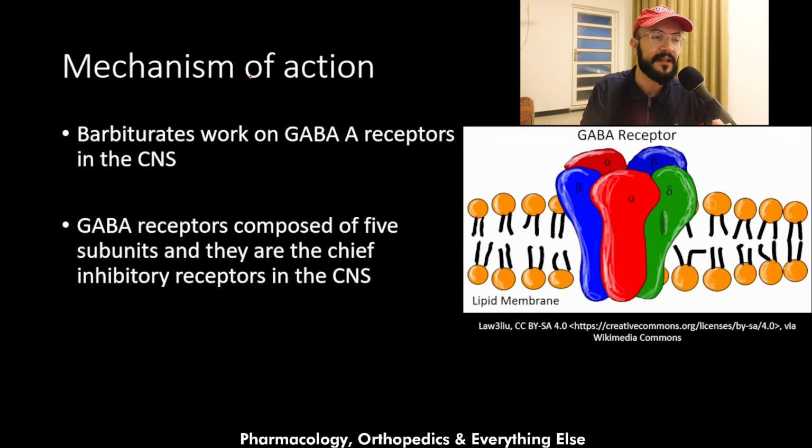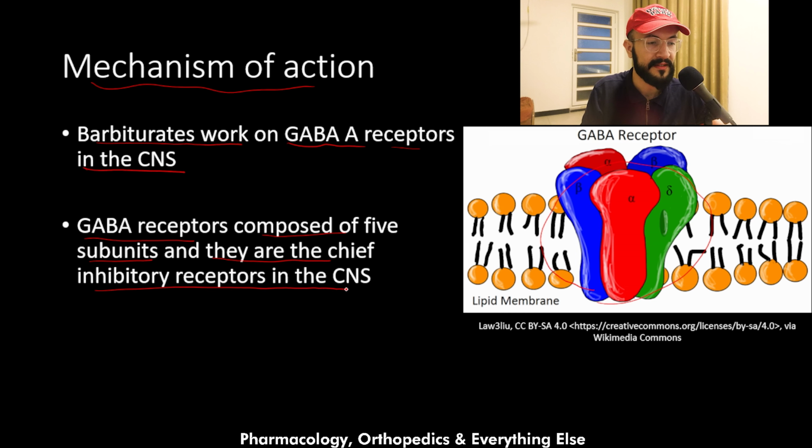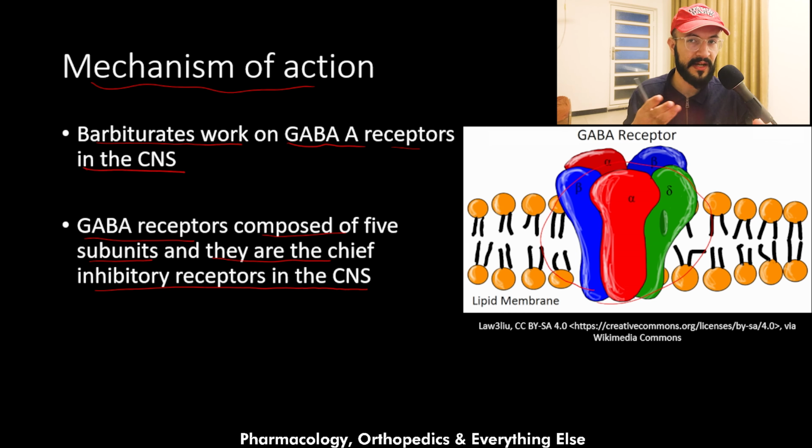Now let's talk about the mechanism of action of the barbiturates. So the barbiturates work on the GABA A receptors in the central nervous system. The GABA receptors are composed of 5 subunits like this picture here, and they are the chief inhibitory receptors in the CNS. Most of the other sedative hypnotic drugs, like the benzodiazepines, also work on the GABA receptors to reach their sedative hypnotic effects.